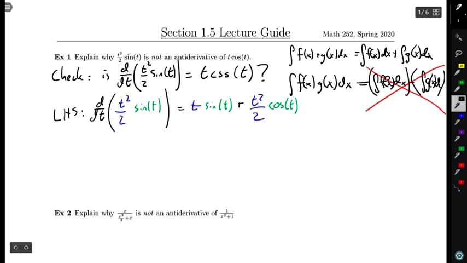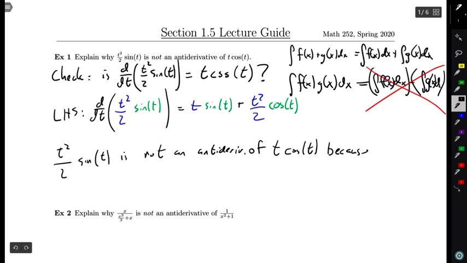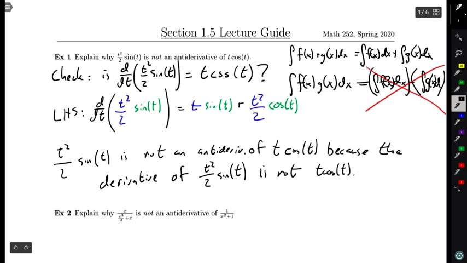So what we see for our explanation is that t squared over 2 sine of t is not an antiderivative of t cosine of t, because the derivative of t squared over 2 sine t is not t cosine of t. And that's enough when we're checking to see if something is an antiderivative of something else.